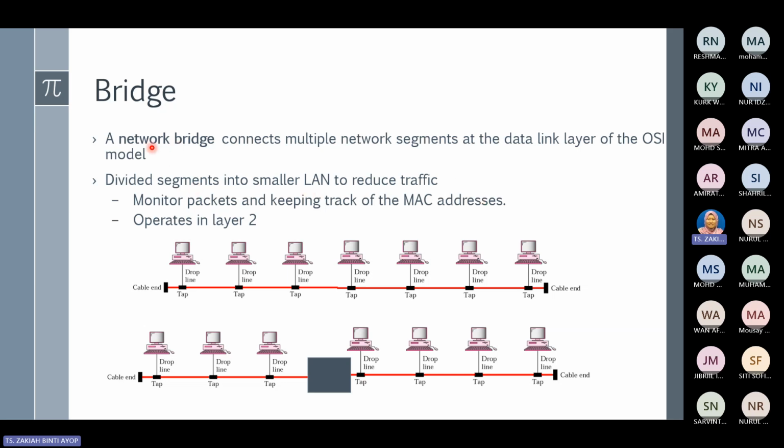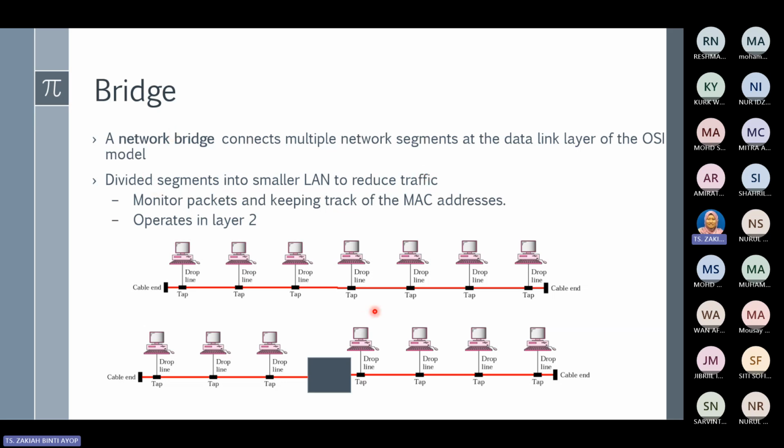So using a network bridge would connect these small networks to become a bigger network. But this bridge would divide the segments into smaller LANs to reduce the traffic, remember? Because we are using 10BASE-T, they are sharing the bandwidth, right?